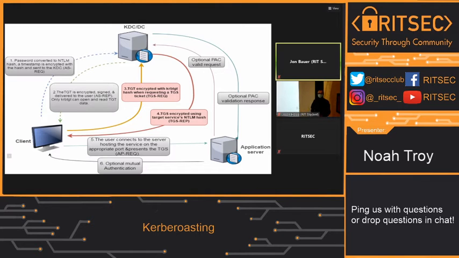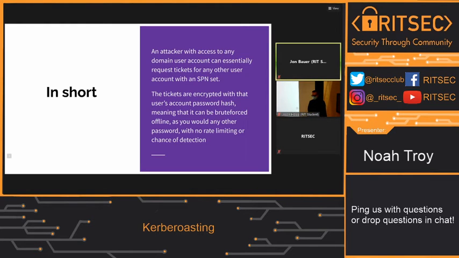So to sort of summarize what this means, it means an attacker with access to any domain user account can essentially request tickets for any other user account with an SPN set. The tickets are encrypted with that user's account password hash, meaning that it can be brute forced offline as you would any other password, with no rate limiting or chance of detection. And that's where this gets really dangerous, because it essentially eliminates the step in an attack where you have to first compromise a service before you can get password hashes.